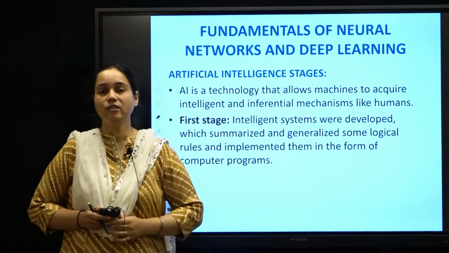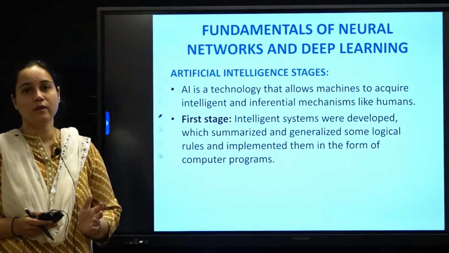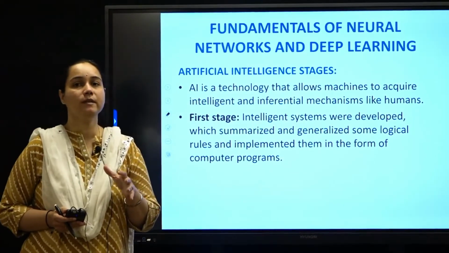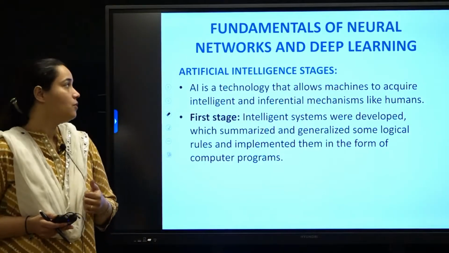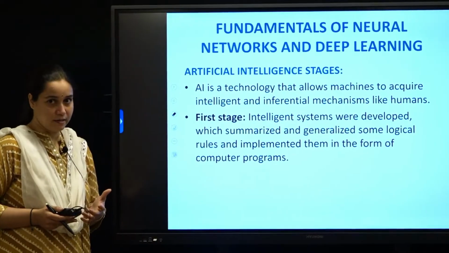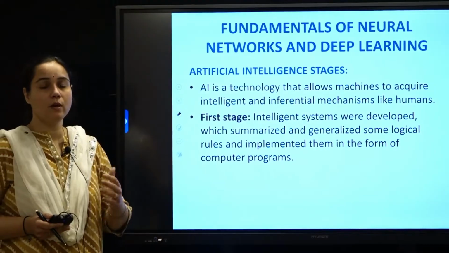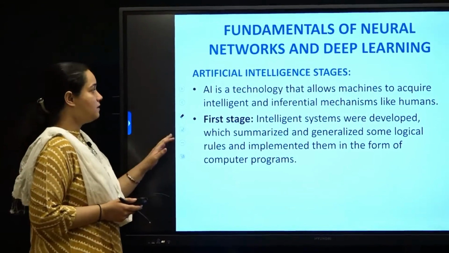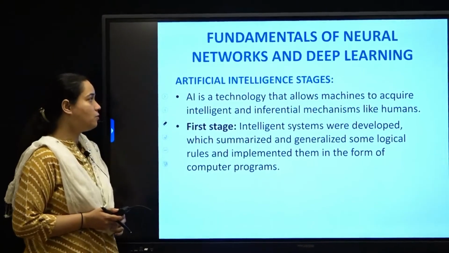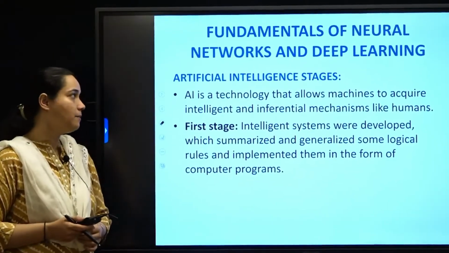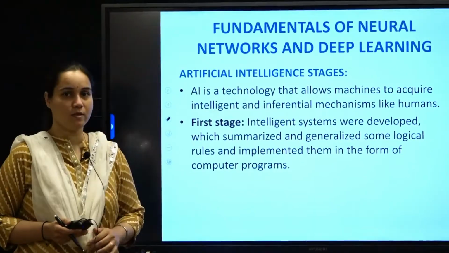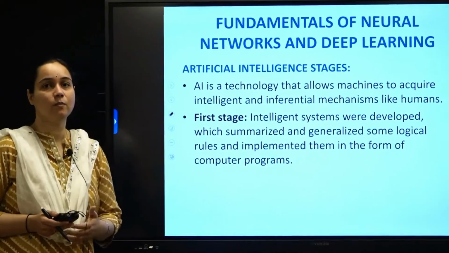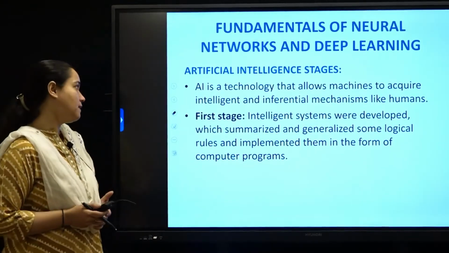Before I dive into the fundamentals of neural networks and deep learning, let us have a look at what it is. We all know deep learning is a subset of AI. AI is artificial intelligence, and what are the stages of it? We are going to just have a gist about it. Artificial intelligence is a technology that allows the machine to acquire intelligence and inferential mechanisms just like humans. As we are aware, we want to impart human intelligence to the machine. So that is what artificial intelligence is.